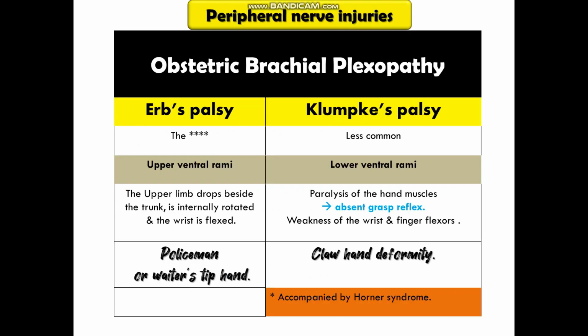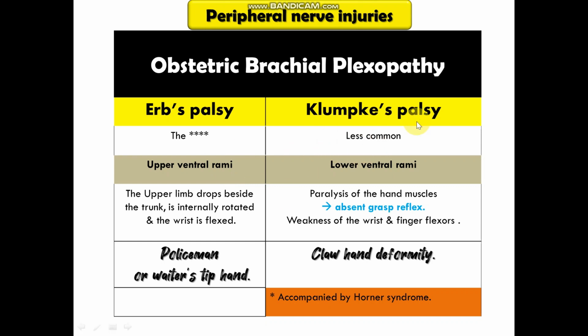To sum up, obstetric brachial plexopathy is a type of injury of the peripheral nerves that occurs in neonates. There are two common palsies here, which are Erb's palsy and Klumpke's palsy. Erb's palsy by far is the more common type, and it affects the upper ventral rami of the brachial plexus, including C5 and C6 roots. There is a specific shape of deformity, which is the upper limb drops beside the trunk, is internally rotated, and the wrist is flexed, so it's called policeman or waiter's tip hand.